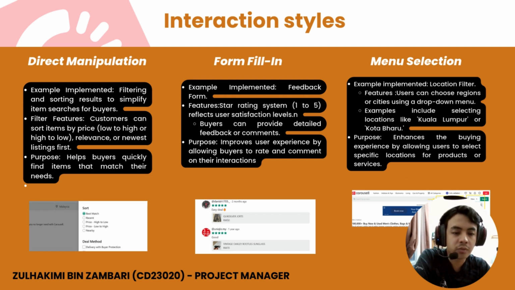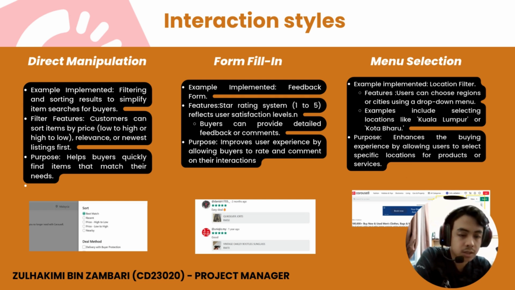And the second is form fill-in. So the example is a feedback form. The feature is users can give a rating on a 1 to 5 scale, reflecting their satisfaction level. And the purpose is to improve user experience by allowing a buyer to rate and comment on their interaction.